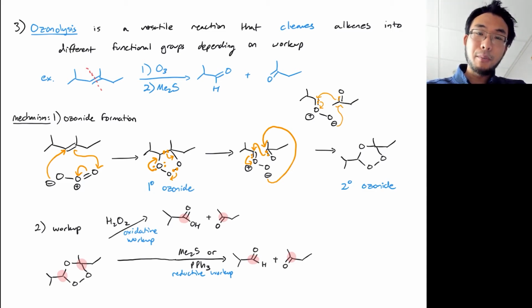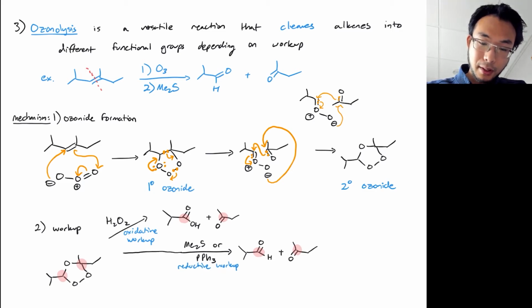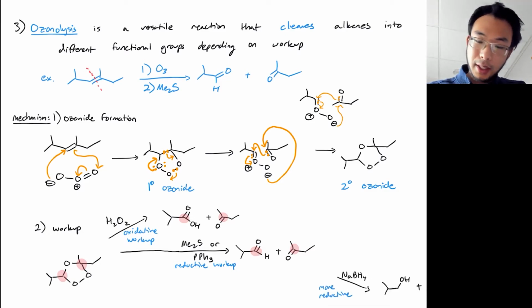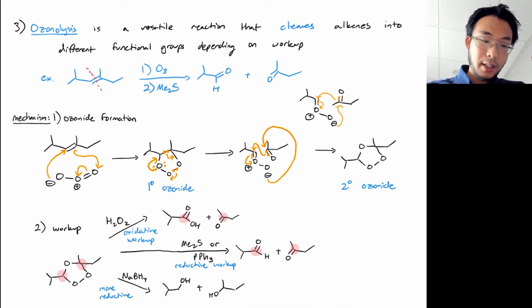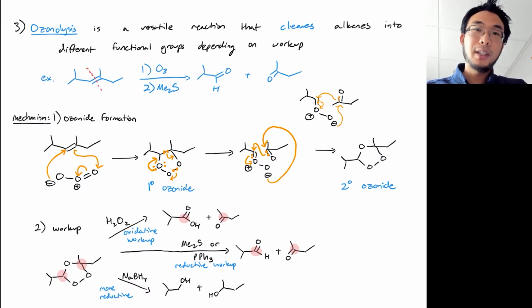Finally, if you want to do a more aggressive reductive workup, you can, instead of ending up with carbonyls, end up with alcohols. And that works just by using a stronger reductant, or sodium borohydride, which already should be known to be able to reduce aldehydes and ketones into their alcohols.